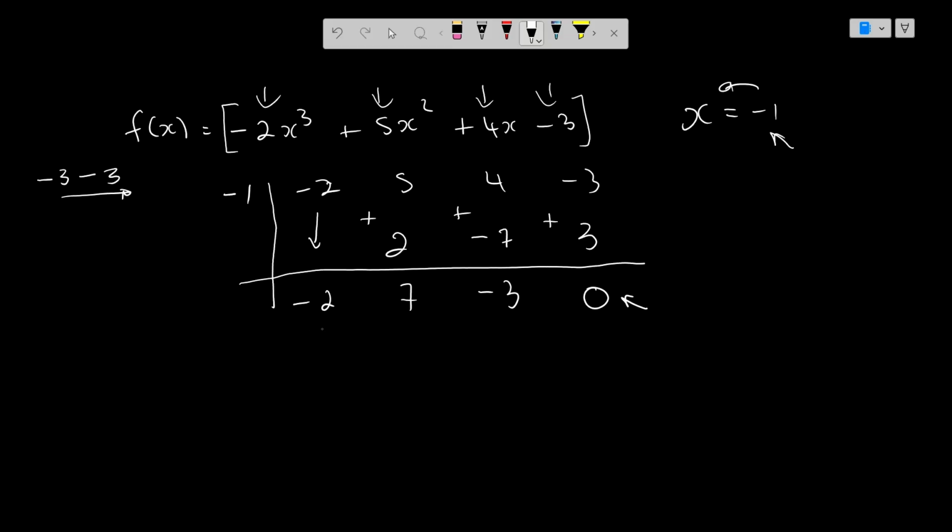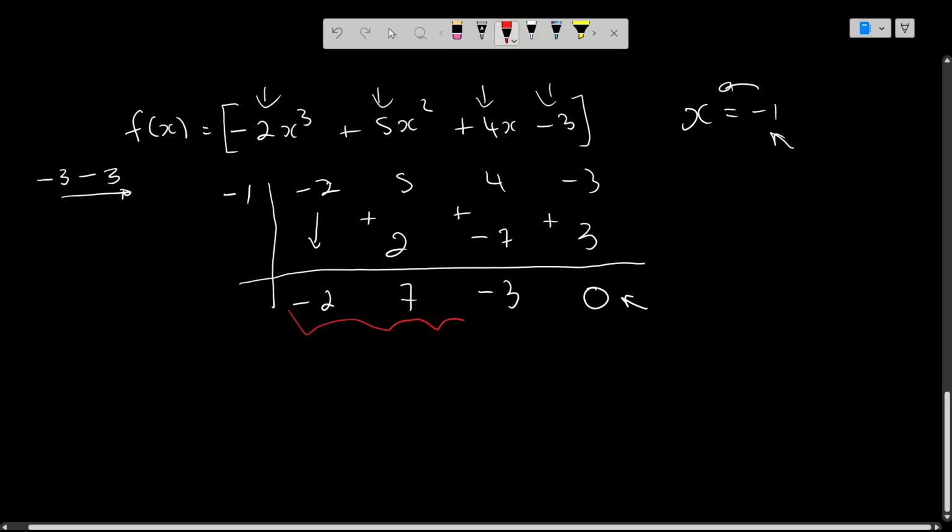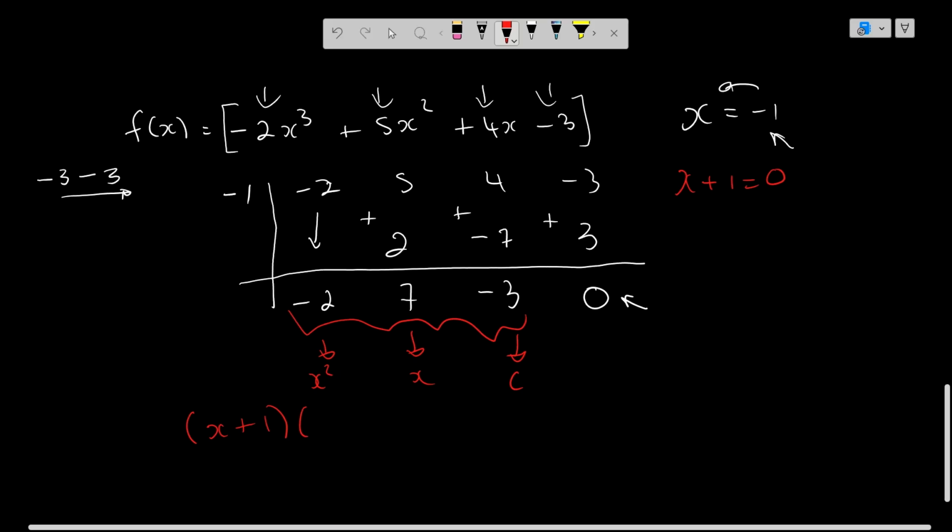Remember I said I will go in depth and explain the synthetic division, the quotient and the remainder, but in this case we only need this part here. So the first one would be my x squared, this one here will be my x, and this one will be the constant. Hence, in that case, remember x plus 1 is equal to 0, so we have x plus 1, and then this one is 2x squared plus 7x minus 3, which is equal to 0.